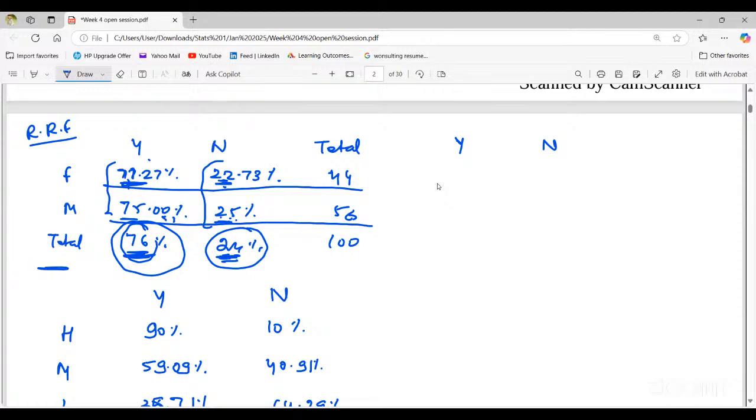Let's say the numbers are 44.74%, this is 55.26%, this is 41.67%, and this is 58.33%. And these are the row totals, right? So the percentages are 44 and 56. Now you tell me whether they are associated or not.